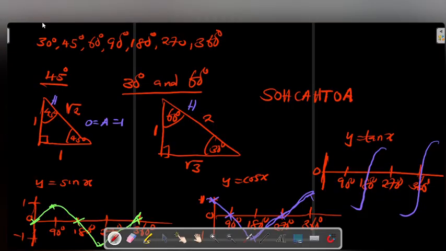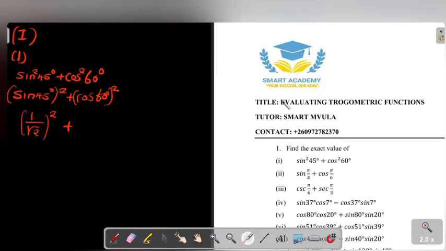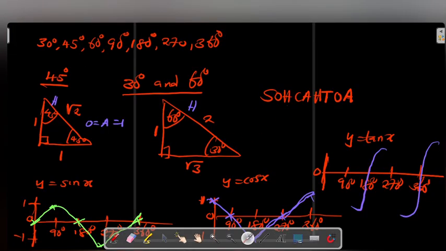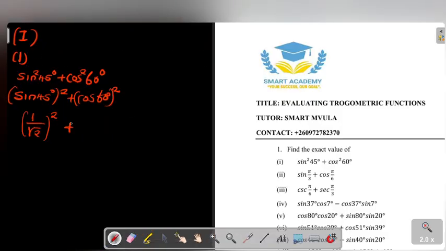Then we move to cos 60 degrees. For cos 60 degrees, 60 degrees is on our other special angle triangle. So this is where we have 60 degrees. Since we are looking for cos 60, cos is adjacent over hypotenuse by using SOHCAHTOA. If 60 degrees is here, the side adjacent to 60 is 1, then our hypotenuse is 2. So cos 60 is 1 over 2, then this will be squared.